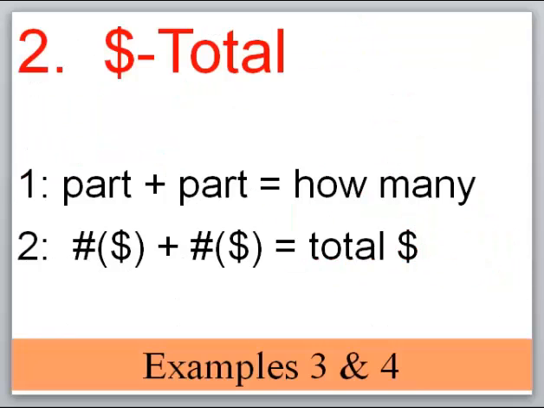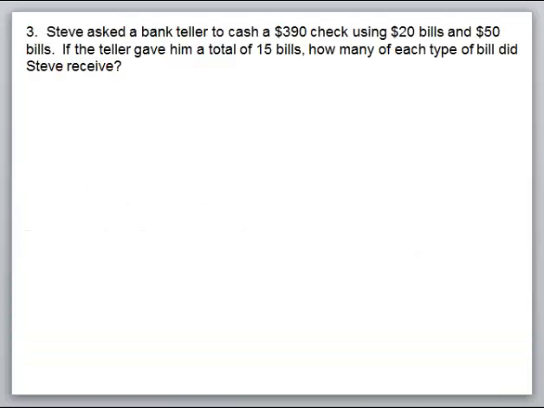Next type of example we're going to deal with is money examples. So we might have things where we're dealing with part plus part and how many we have, and then we could have a number times the amount, and that would be our total amount. Much easier to go ahead and look at some examples.